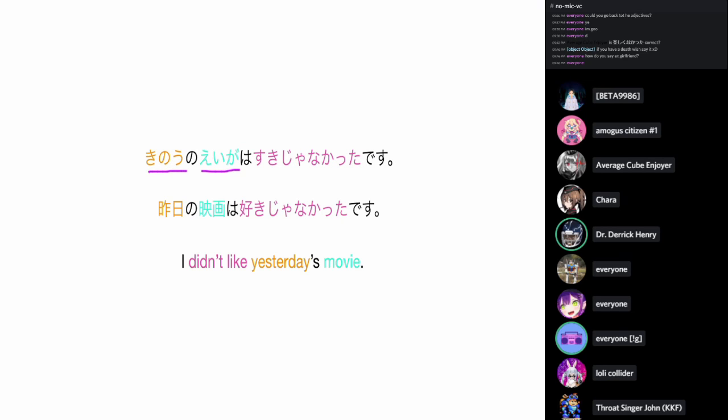Kino no eiga wa suki janakatta desu. So, suki was like, it's an adjective. So, suki janakatta, I did not like. Kino no eiga. Kino was yesterday, eiga is movie. So, yesterday's movie. I didn't like yesterday's movie.